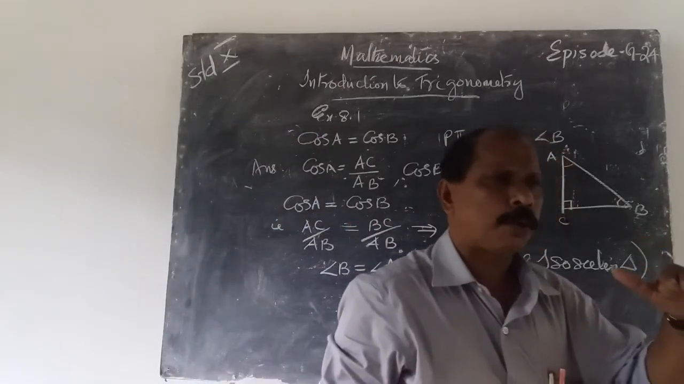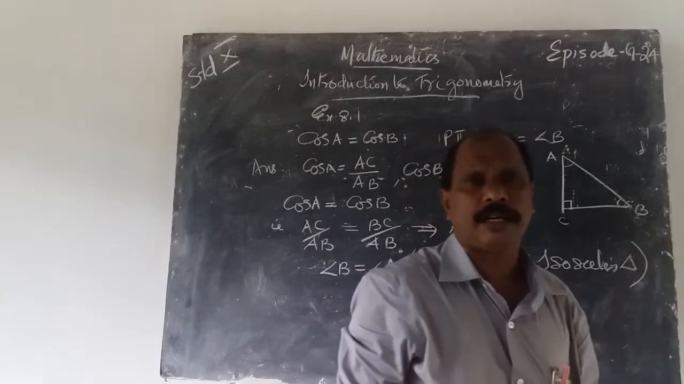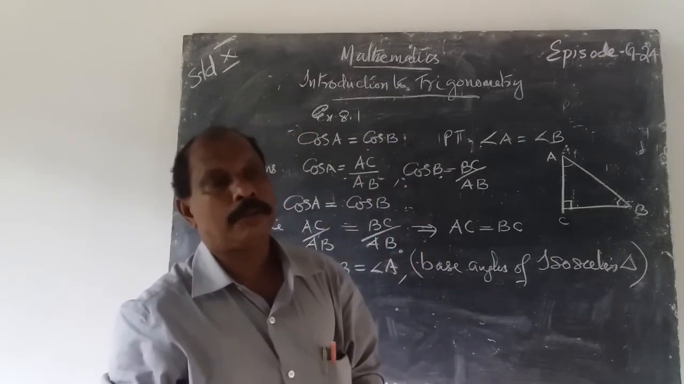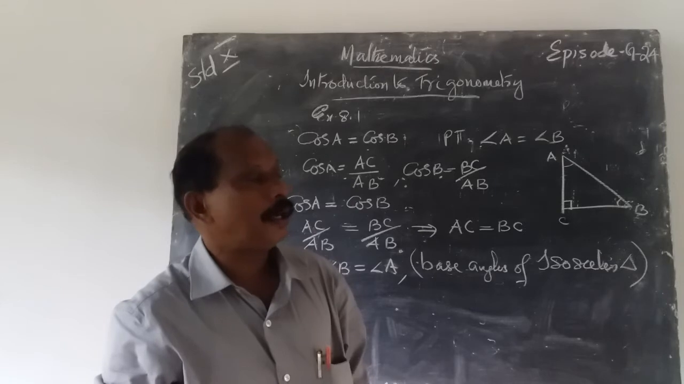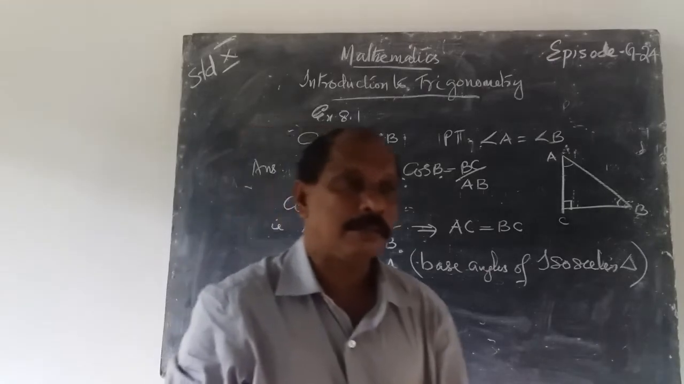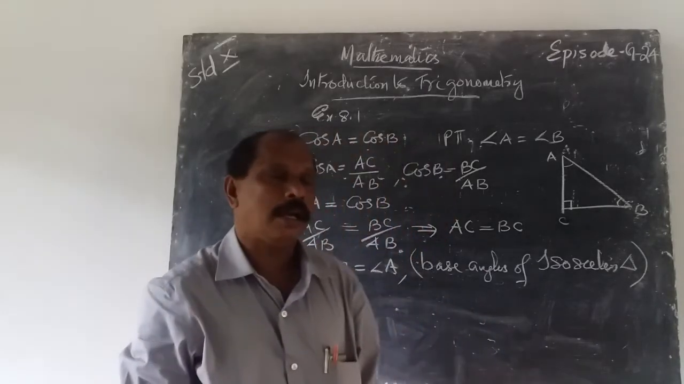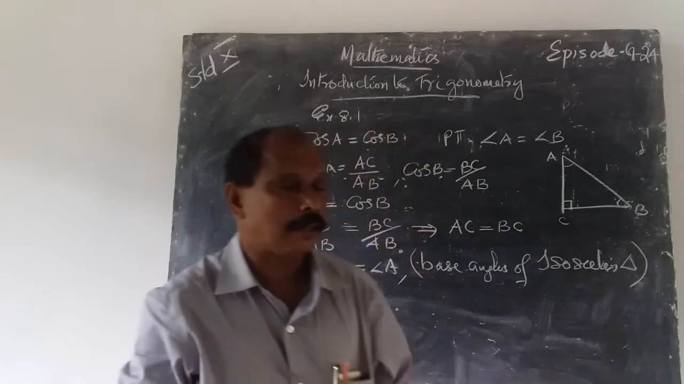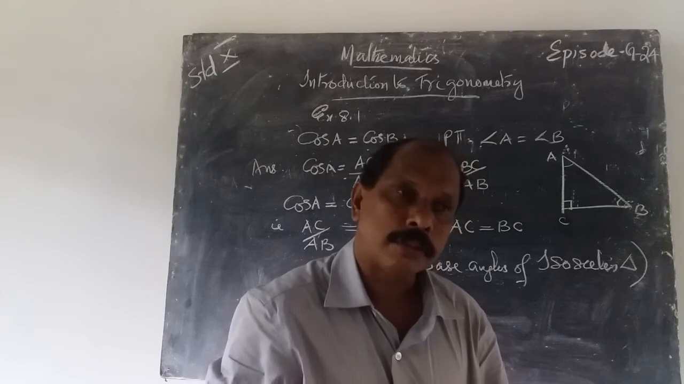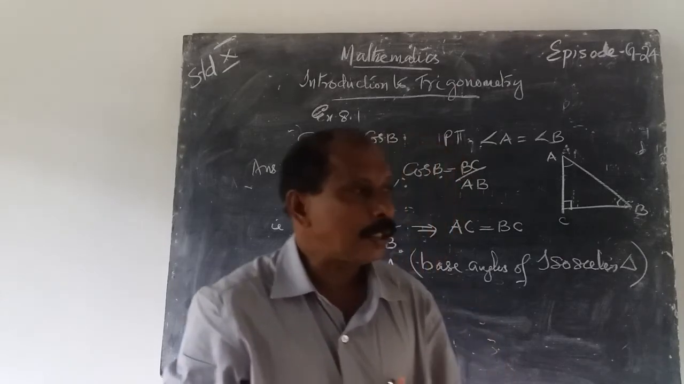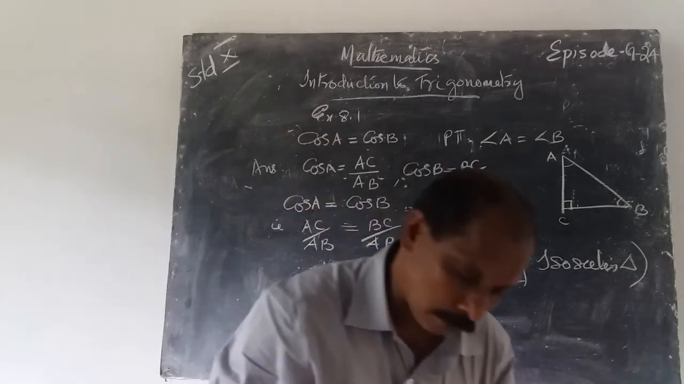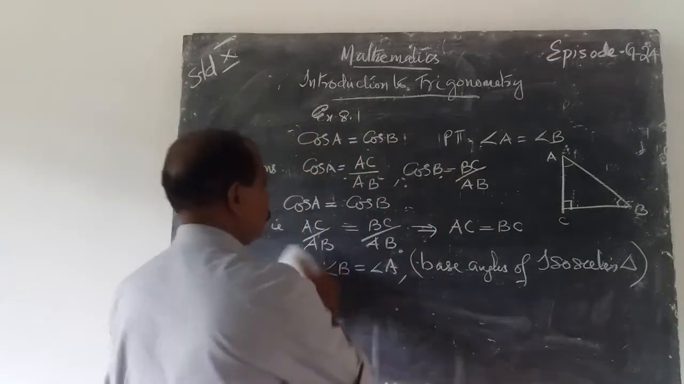That is, using the figure, ABC is a right triangle at C. Then cos A is equal to AC by AB. Cos B is equal to BC by AB. Cos A and cos B are given to be equal. Therefore, AC by AB is equal to BC by AB. Same denominators, therefore numerators are equal. Therefore, AC is equal to BC. So two sides of a triangle are equal, that is an isosceles triangle, therefore base angles are equal. Therefore, angle A is equal to angle B.